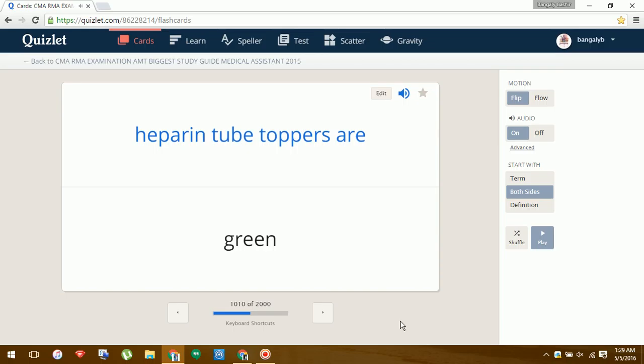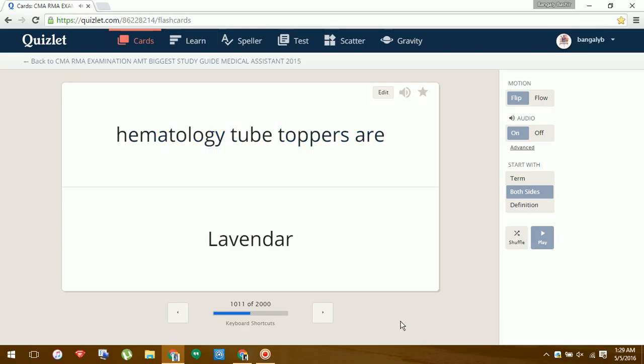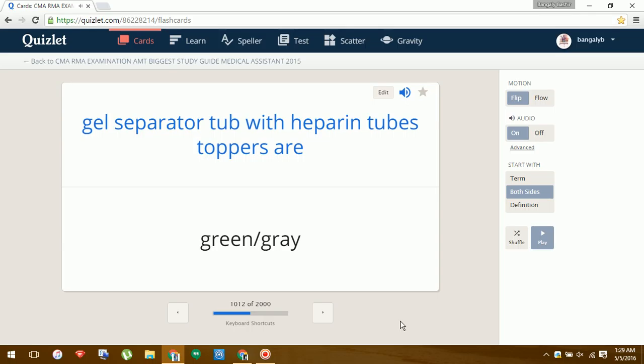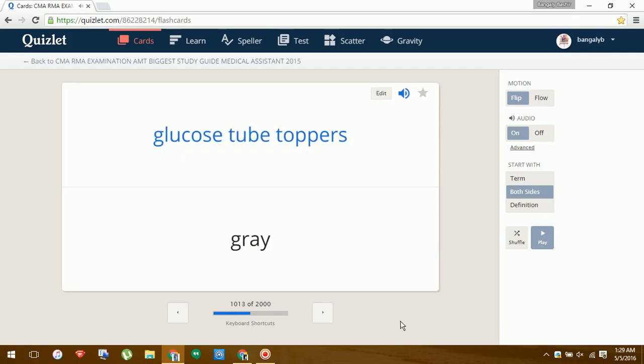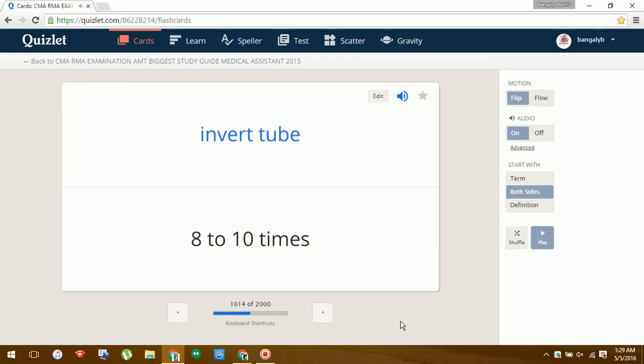Heparin tube toppers are green. Hematology tube toppers are lavender. Gel separator tube with heparin tubes toppers are green-gray. Glucose tube toppers gray. Invert tube 8 to 10 times.